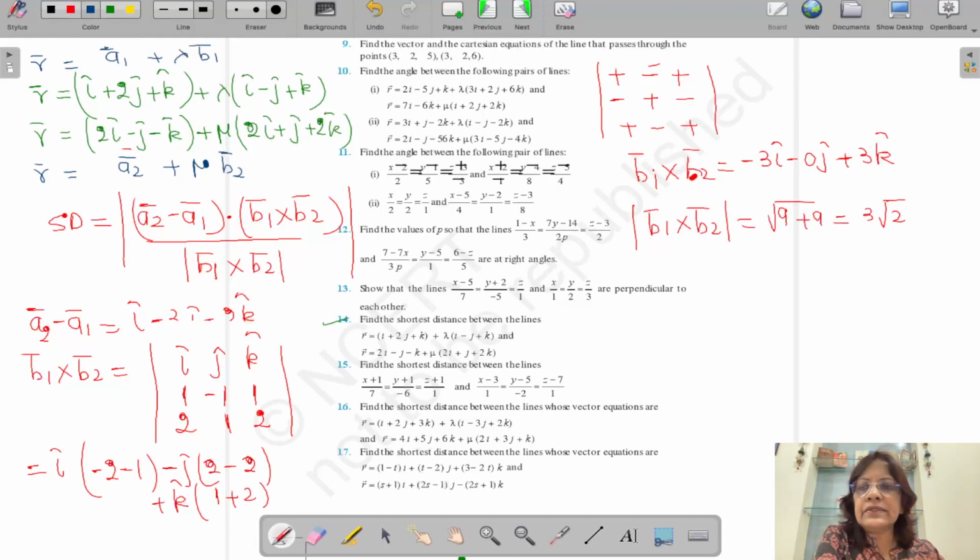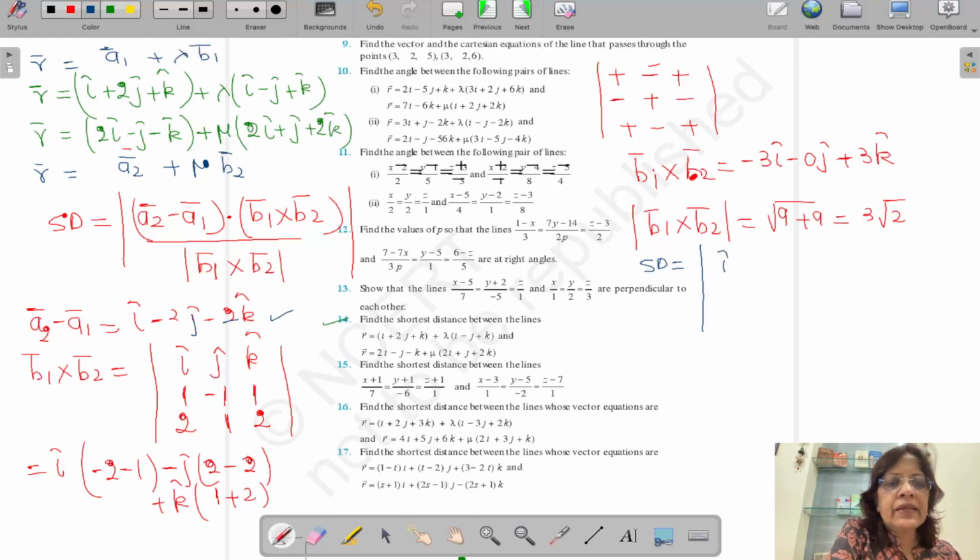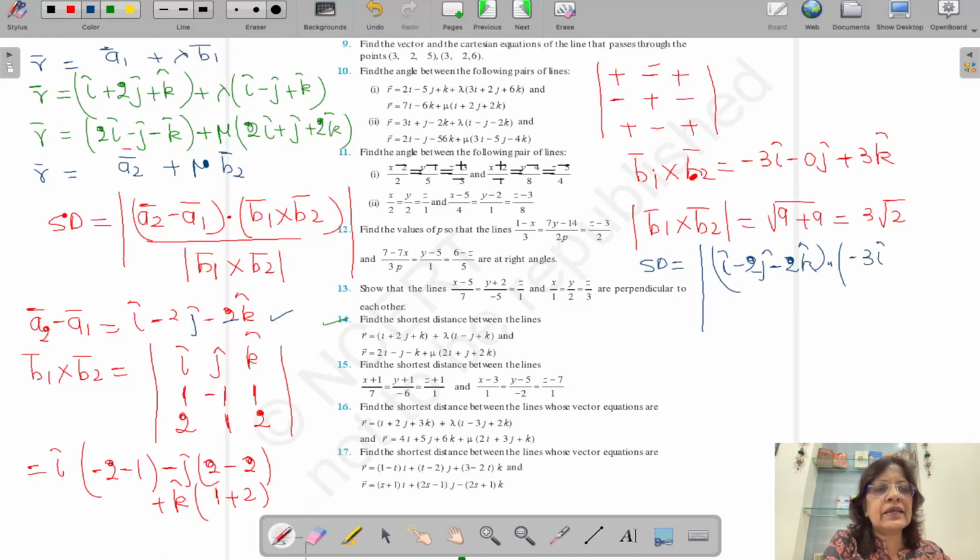So the formula says shortest distance is (A2 minus A1) dot (B1 cross B2) upon magnitude of B1 cross B2. A2 minus A1 is, from here, I minus 2J minus 2K. B1 cross B2 we have found as minus 3I minus 0J plus 3K upon 3 root 2.